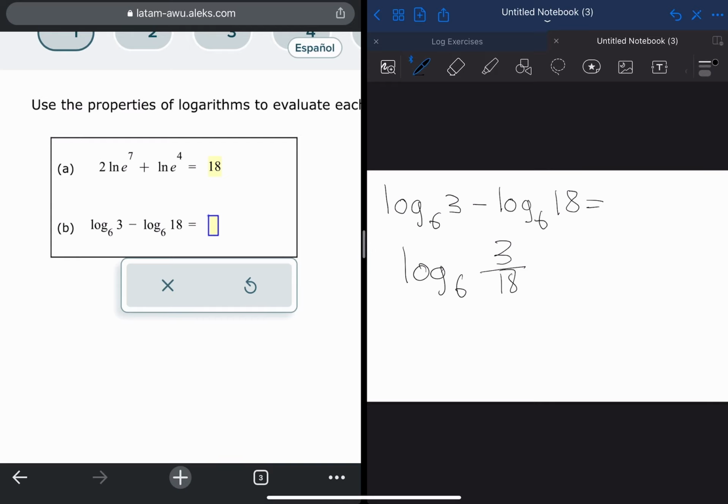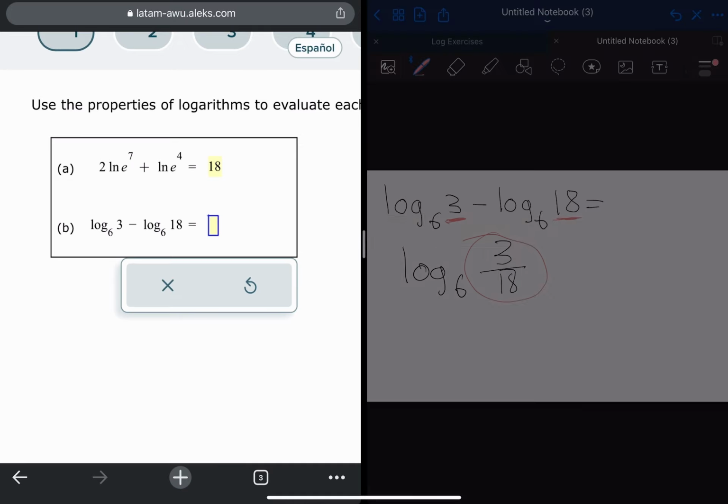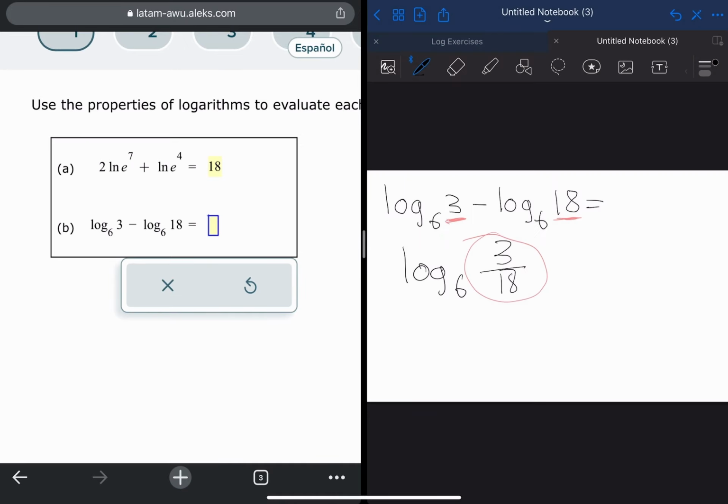All I did here was take this number and put it into the same logarithm here. Alright? That's all I have to know. And that is a property of logarithms that tells us that whenever we have the subtraction of 2 logarithms, we can simplify that as just one single logarithm, but as a quotient. And we can simplify this, of course. We know that 3 over 18 is the same as 1 over 6.